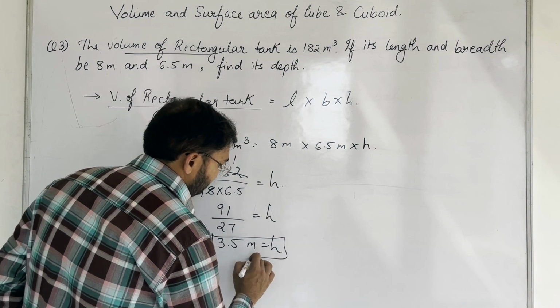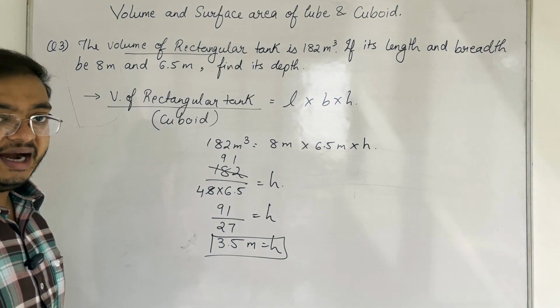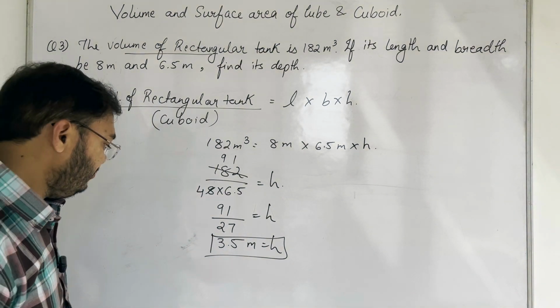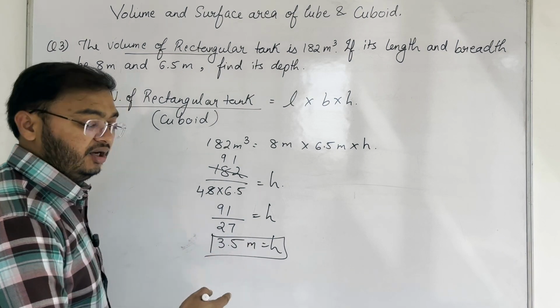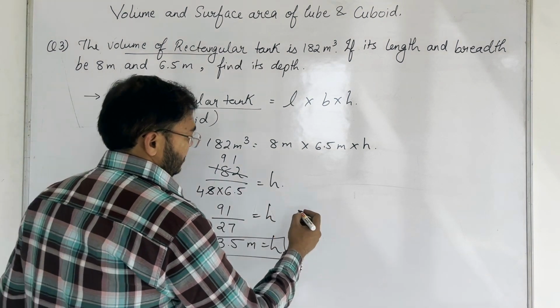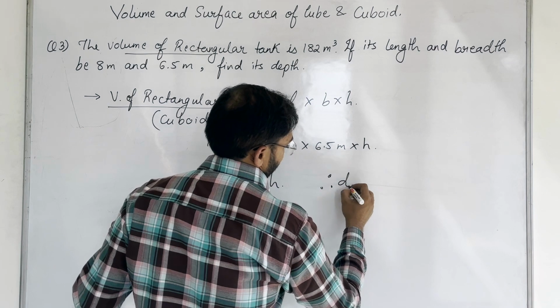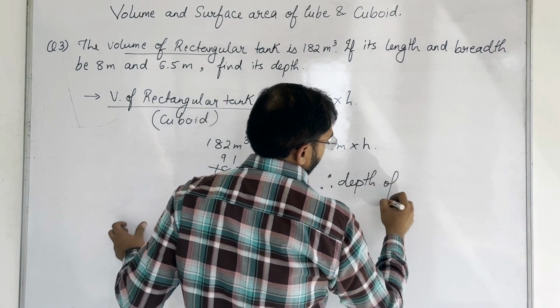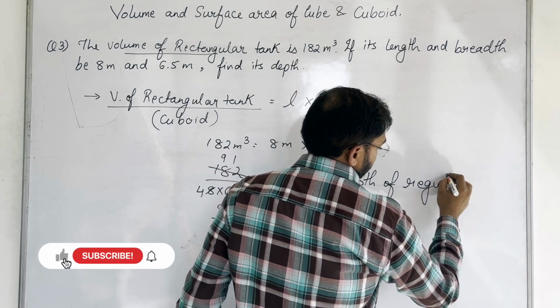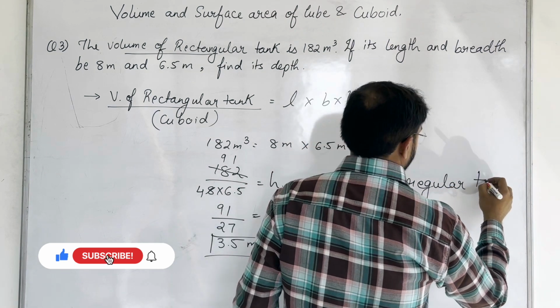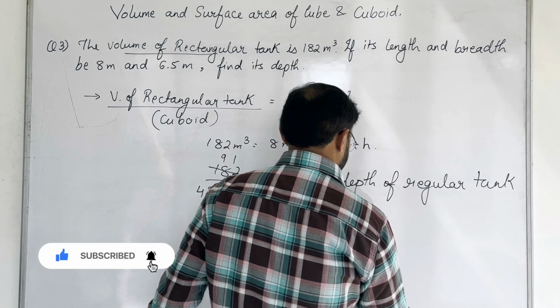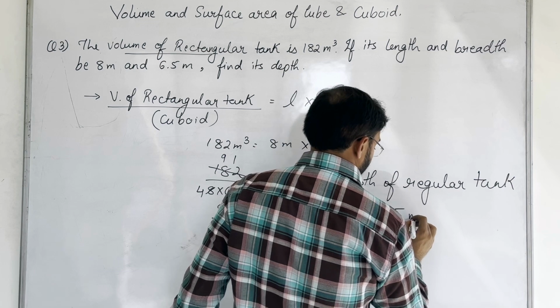And what is height? Height is nothing but what is called the depth. So your answer, height equals 3.5 meter. Therefore you can write, therefore depth of rectangular tank is 3.5 meter.